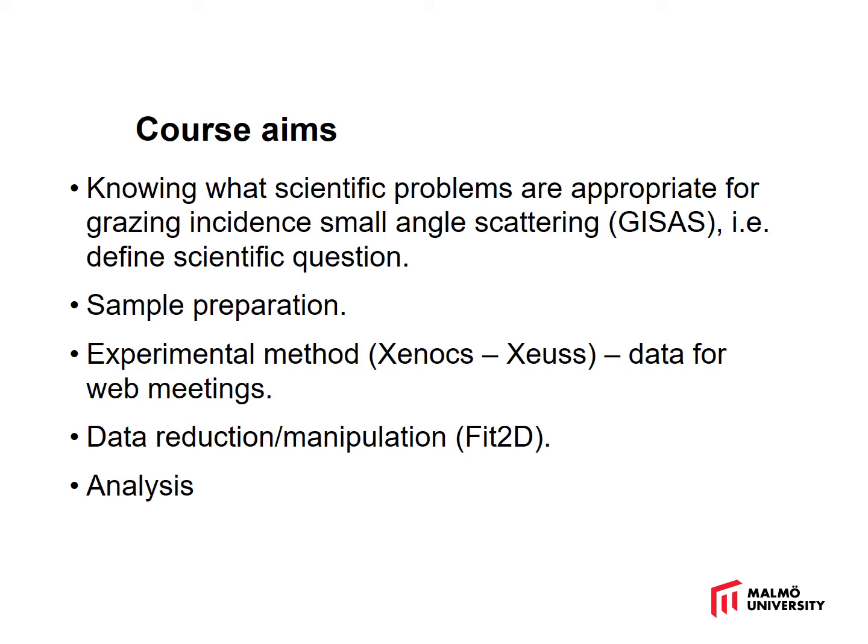We'll look at the kinds of samples that you need to get useful information from the GISAS experiment. We'll talk about the experiment, and I'll be using the example of a new Xenocs Xeuss instrument, and we'll use that to provide data for web meetings and discuss that. We'll also show you how to manipulate the data with a free piece of software, and all this is aimed at you analysing the data or having the expertise to analyse data that you make yourself in your own scientific problems.